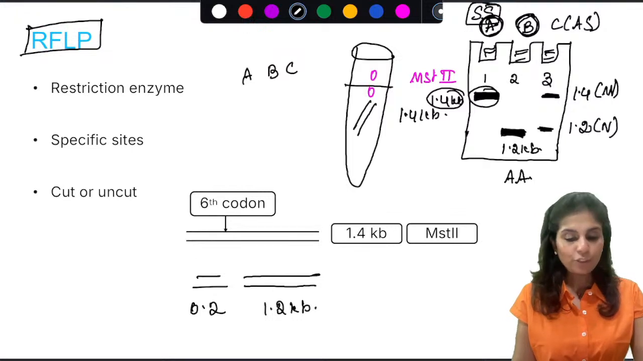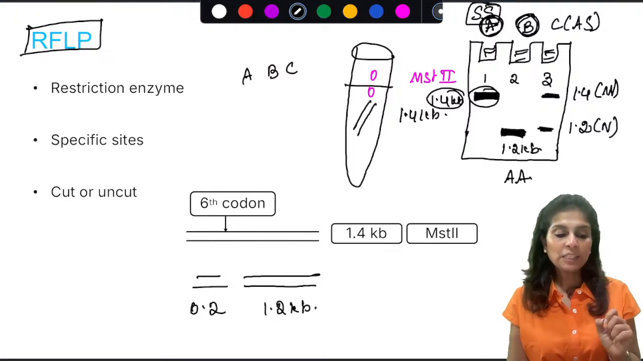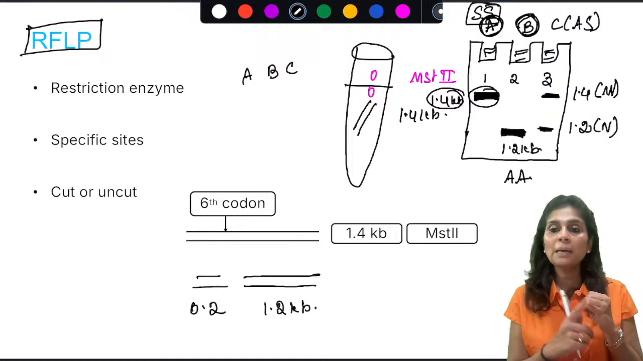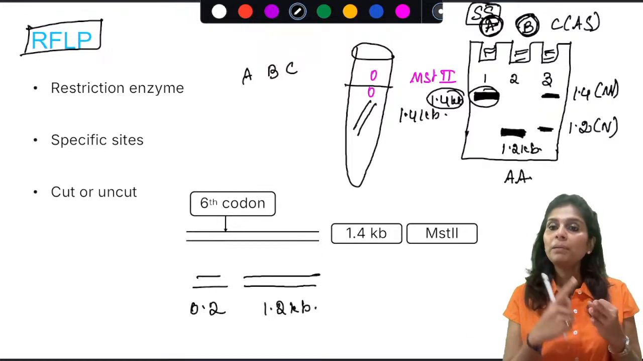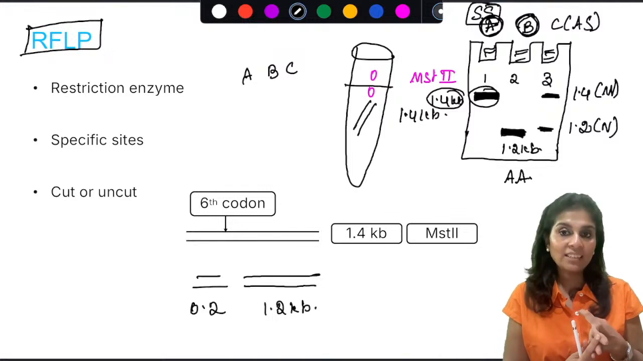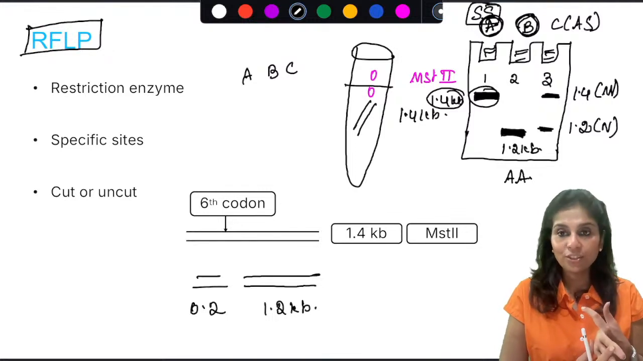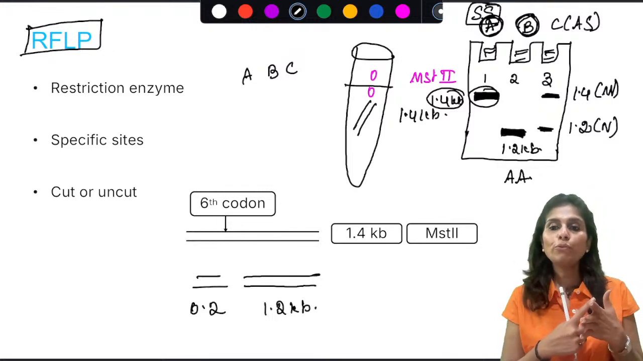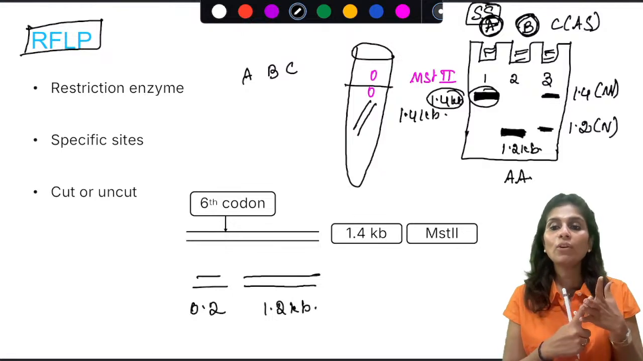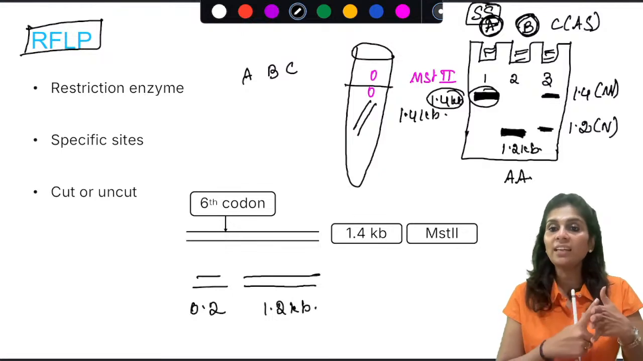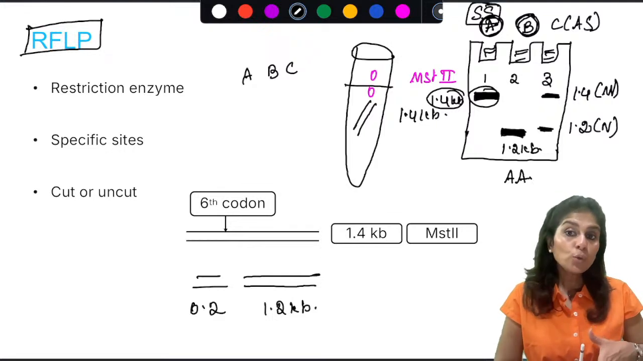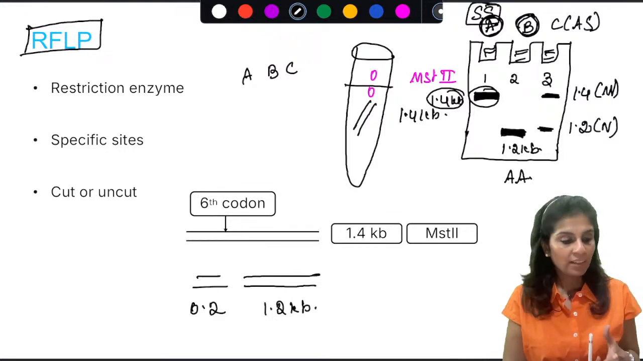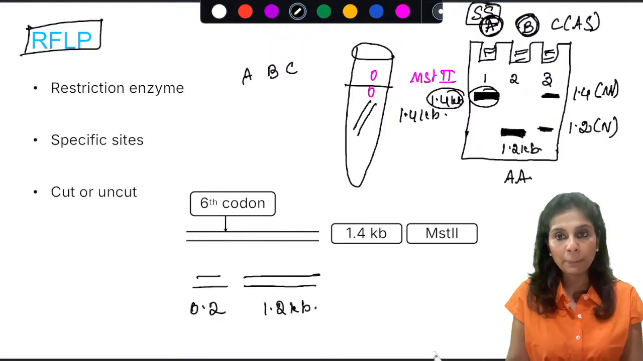Others, have you all understood? So tell me the steps involved in RFLP. For RFLP, step number 1 is sample collection. Step number 2 is DNA extraction. Step number 3 is you subject the extracted DNA to polymerase chain reaction. Step number 4 is you're subjecting the PCR product to digestion by a restriction enzyme. And depending upon whether it is cut or uncut, you will know the diagnosis. Okay, that's all about RFLP.